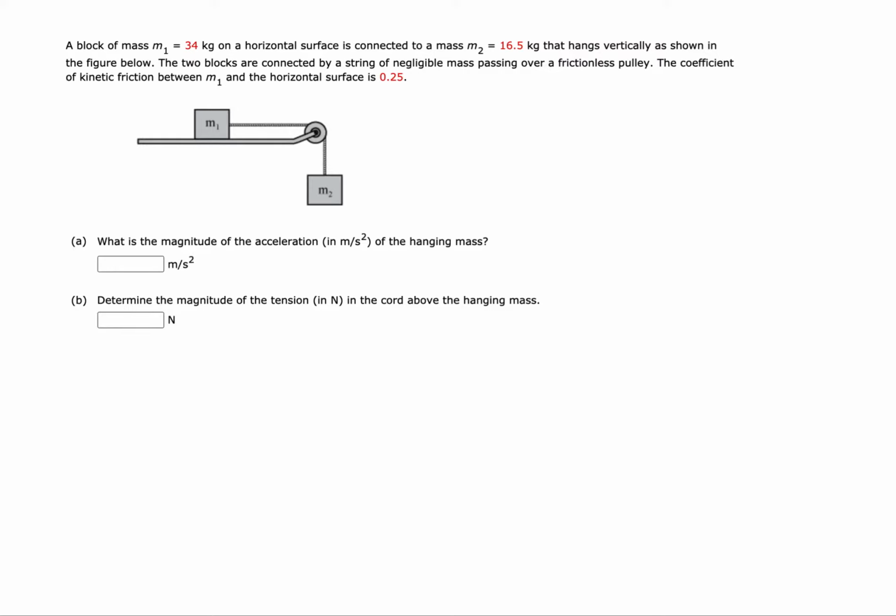It says a block of mass 34 kilograms, M1, is on a horizontal surface and it's connected to a mass M2, 16.5 kilograms, hanging vertically as shown. The two blocks are connected by a string of negligible mass passing over a frictionless pulley. And there's a coefficient of kinetic friction given to be 0.25 between M1 and the surface that it's resting on.